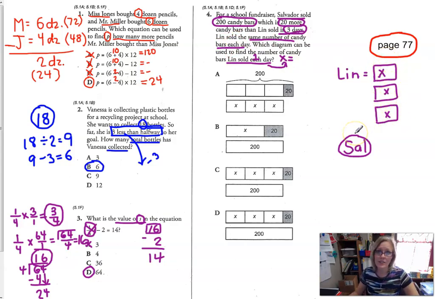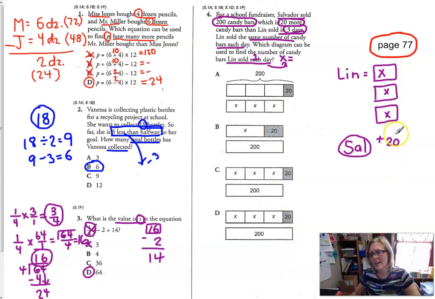Well, I have another person in this problem that I have to think about. So I have Salvador, I just called him Sal. Well, Sal's going to look exactly like Lynn, only he had 20 more. So he needs to have a plus 20 in there somewhere. So I need to figure out which one of these pictures looks like what I have.